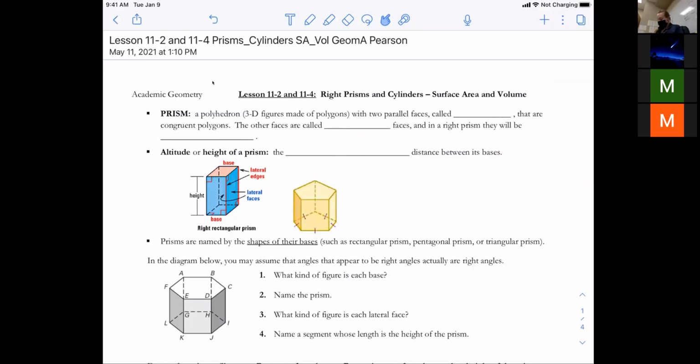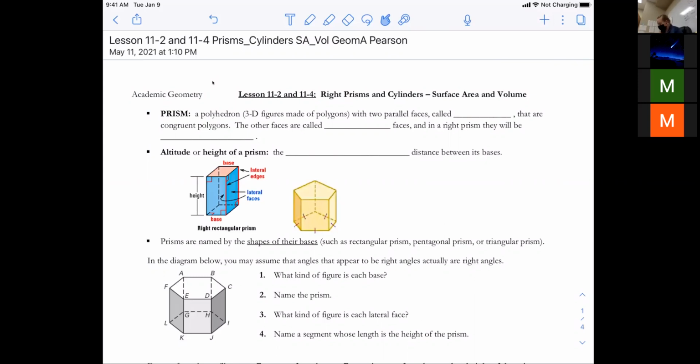All right, so we're doing 11-2. We got to start by talking about the shapes that we are learning about today. The first shape is a prism. A prism is a polyhedron, and a polyhedron is a word I taught you yesterday. It's a 3D shape made up of polygons.